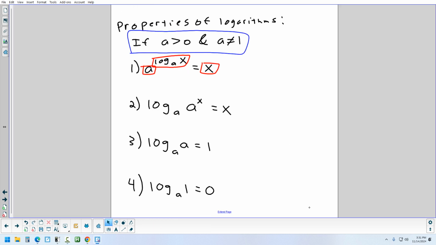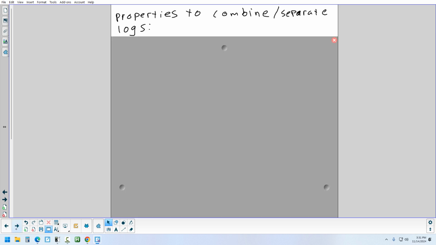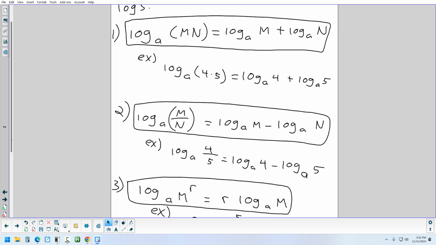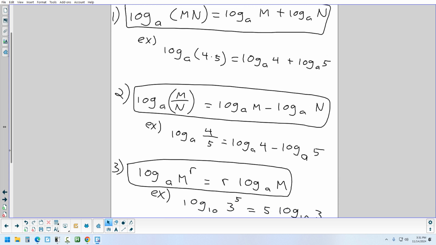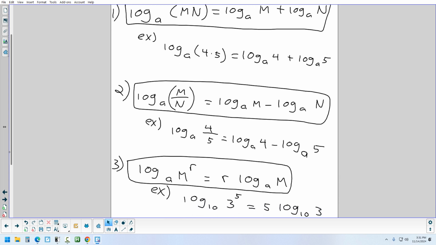All right. So these are the other 4 special properties of logs that you would need to know. And these are, when I referred to the 3 properties, how to combine logs and split logs, and the property that allows us to put a number in the front of a log.